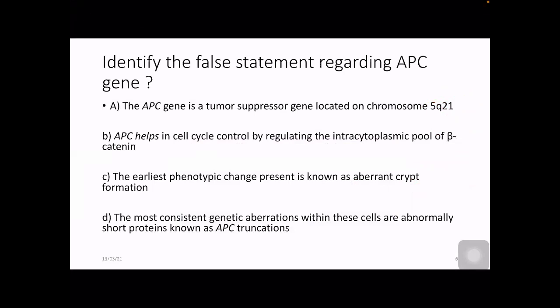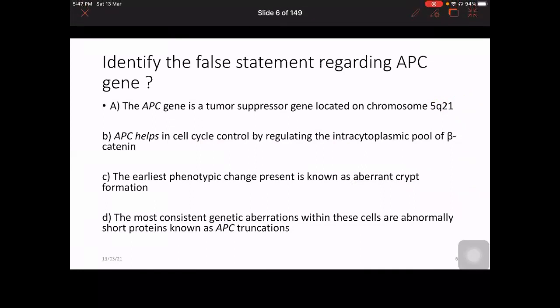Let's solve this MCQ. Identify the false statement regarding the APC gene. A, the APC gene is a tumor suppressor gene located on chromosome 5q21. True or false? True. Wonderful. B, APC helps in cell cycle control by regulating the intracytoplasmic pool of beta-catenin. True or false? True. Wonderful.